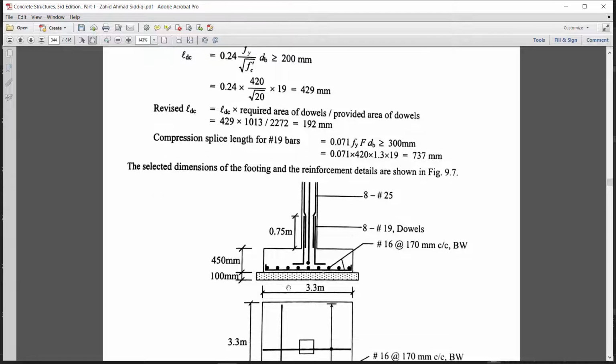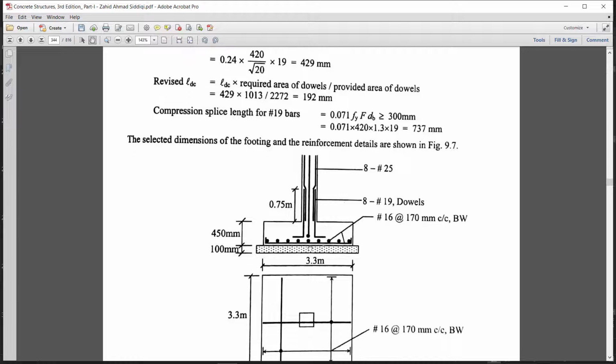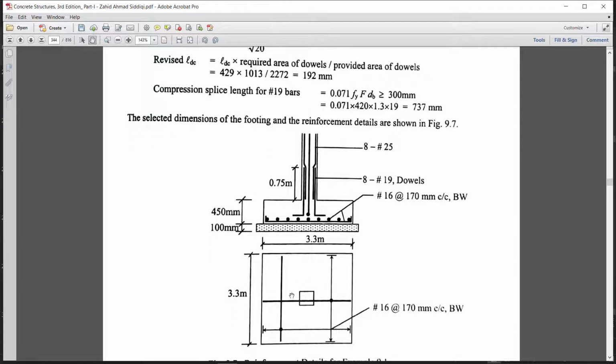So that is the sectional view, the top view of the footing: number 16 at 170 millimeter in the long direction and the short direction, 3.3 meter by 3.3 meter, with 100 millimeter concrete bed, and 50 millimeter will be the footing thickness.